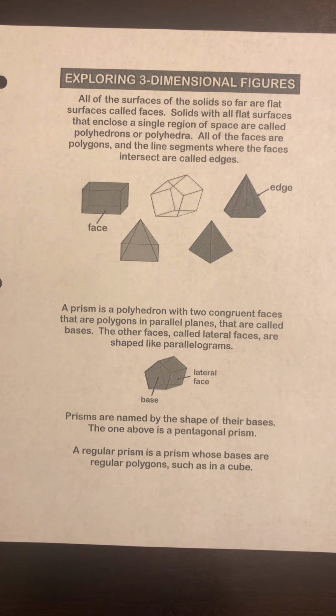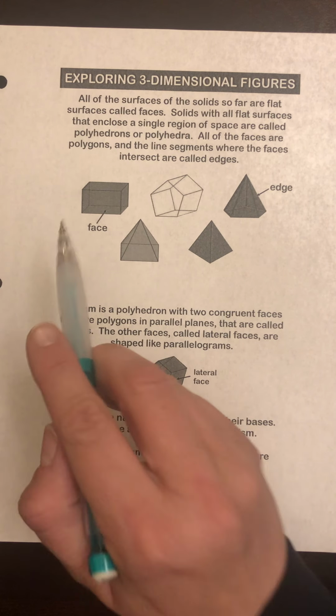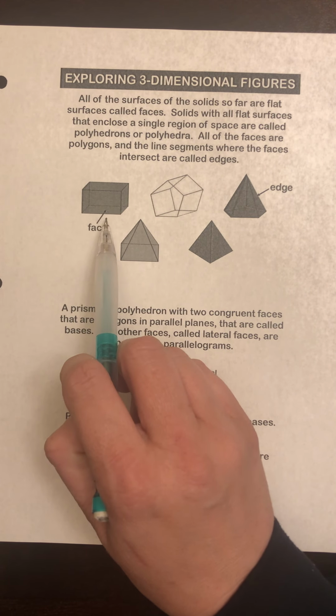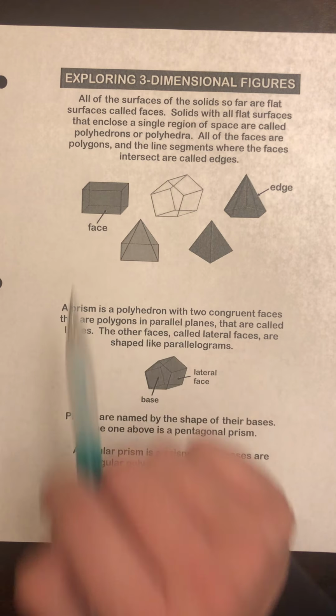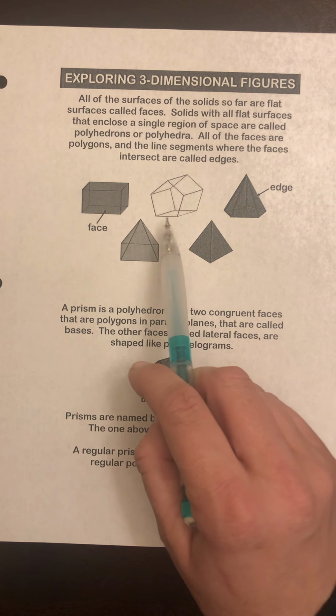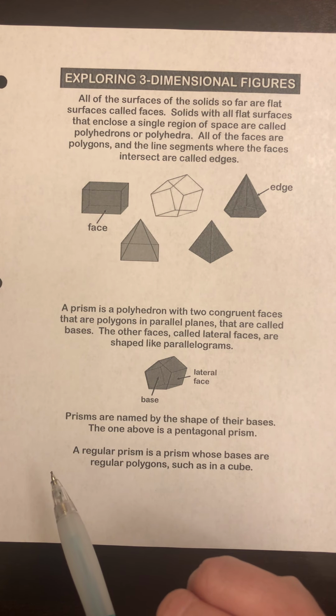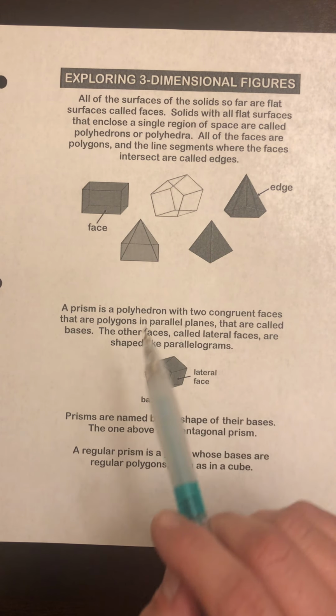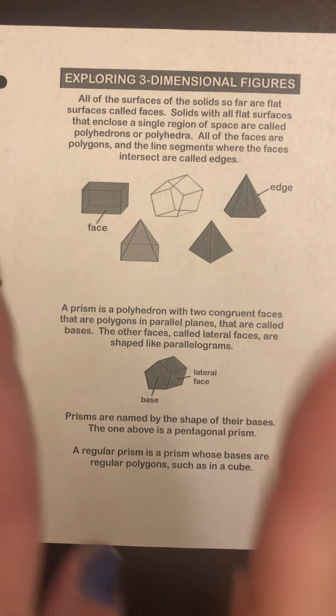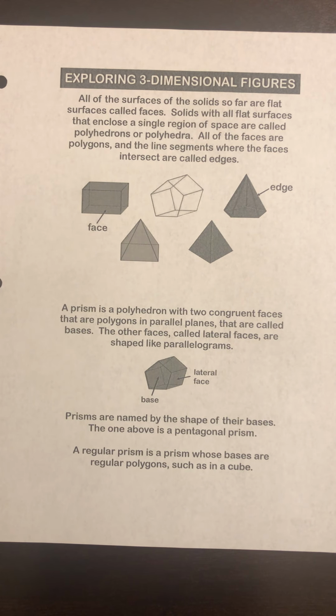We are dealing with three-dimensional figures. It says all of the surfaces of the solids so far are flat surfaces called faces. So this particular shape has 6 faces. This one here has 7 faces. You could count the number of faces. Now where your faces intersect, where the faces touch, those are the edges. Okay, so where your faces intersect, that makes an edge, that makes a line.